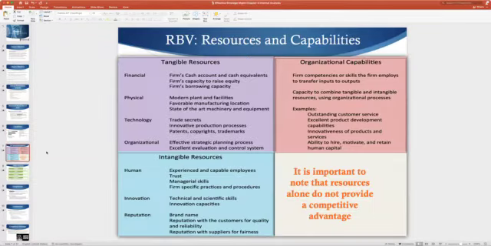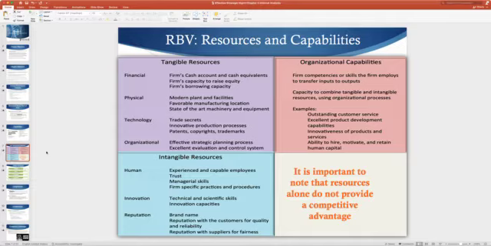Let's take a look at resources. So if we're looking at resources, as I mentioned, we break it down into two areas. One is tangible resources, and the other one is intangible resources. So let's discuss what would be considered tangible resources. Financially, the firm's cash or cash equivalents, the firm's capacity to raise equity, that would be stock, the firm's borrowing capacity, that would be credit ratings.